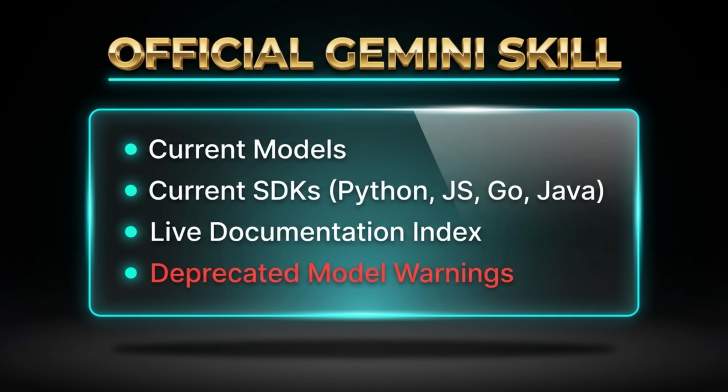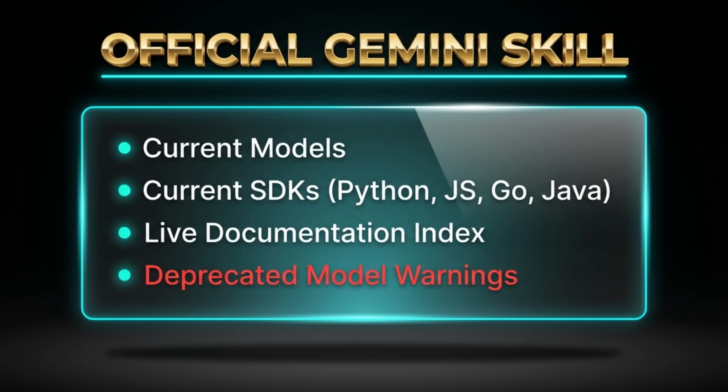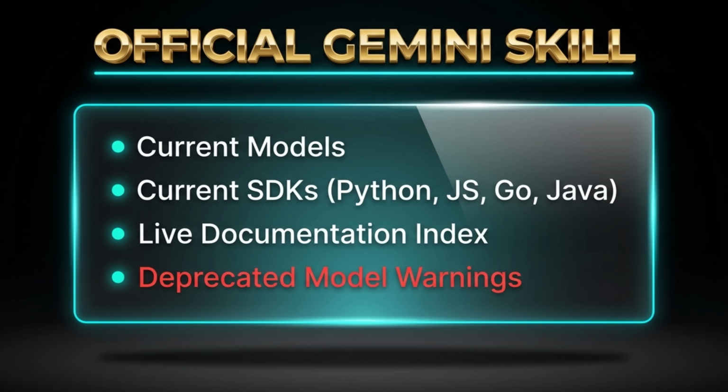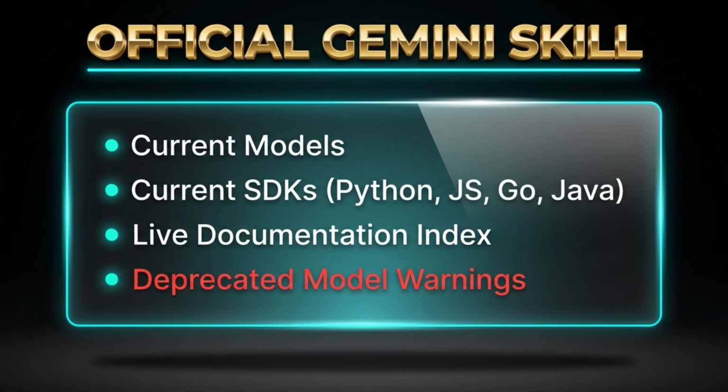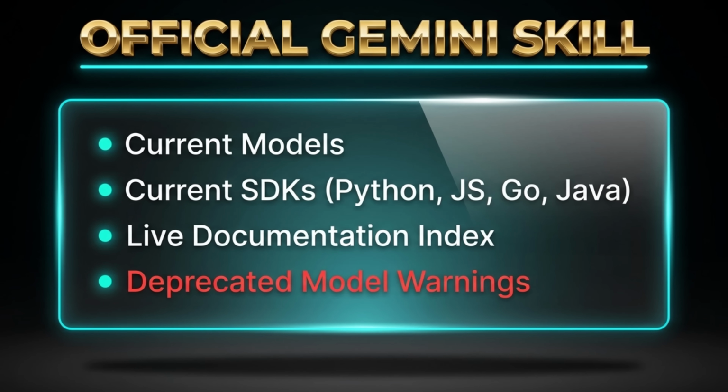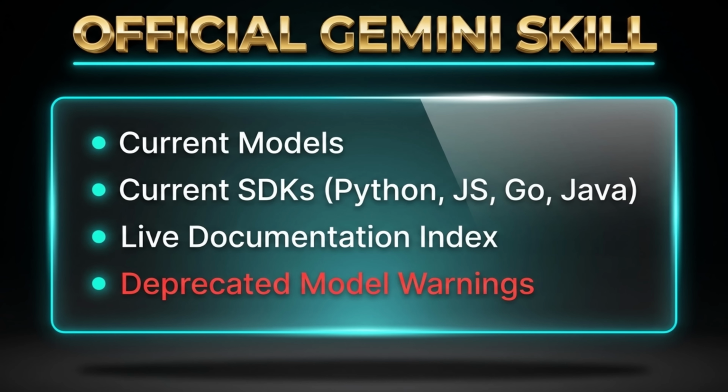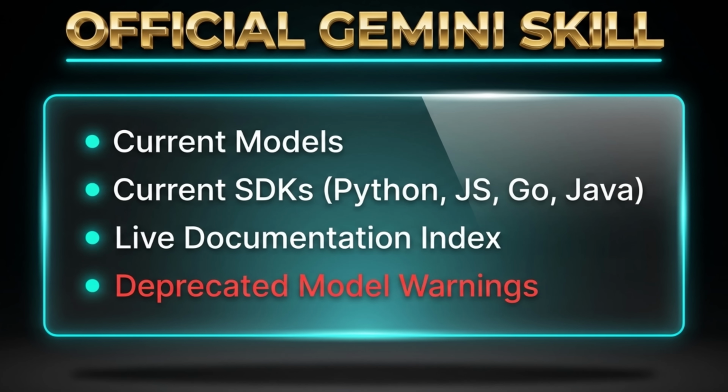And this is where this skill is super interesting. Google packaged the current state of the entire Gemini API, the current models, the current SDKs across Python, JavaScript, Go, and Java itself, plus a live documentation index into one official skill that any coding agent can now use and refer to.